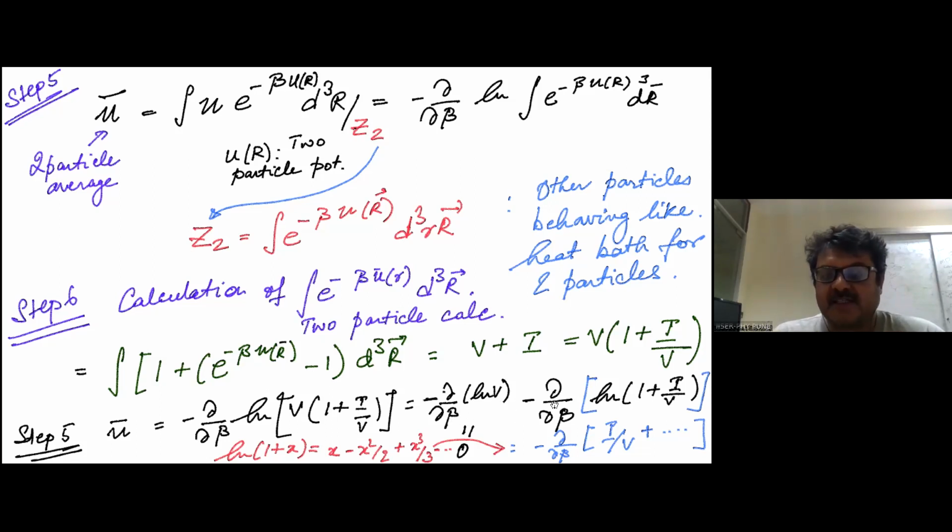And then what we have is minus del del beta of ln 1 plus I by V, right? And the advantage of writing 1 plus I by V is that I by V is a small quantity, so for ln 1 plus x, we can have a Taylor series expansion and keep only the first term. And then what we have is minus del del beta of I by V, right? And I is e to the minus beta ur -1. Just remember that.